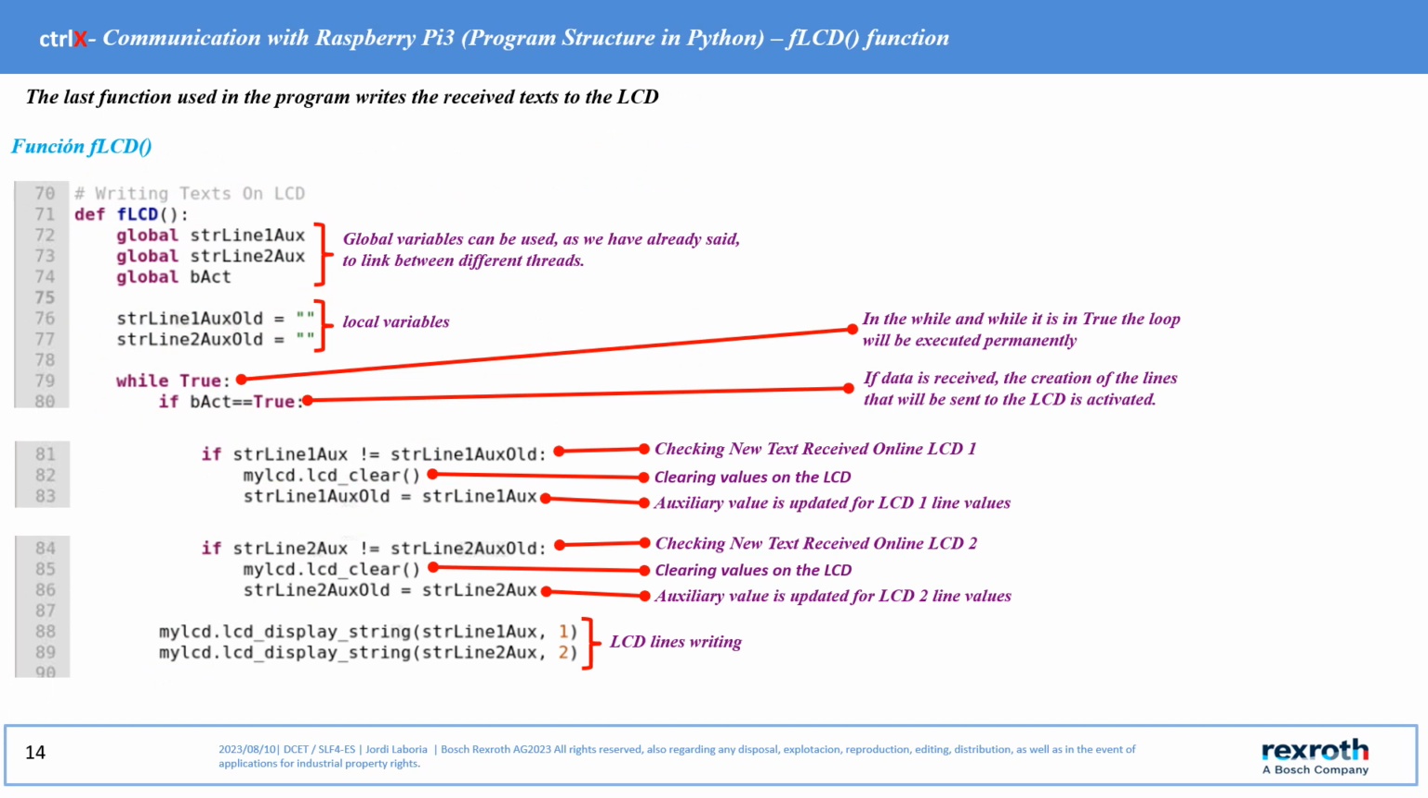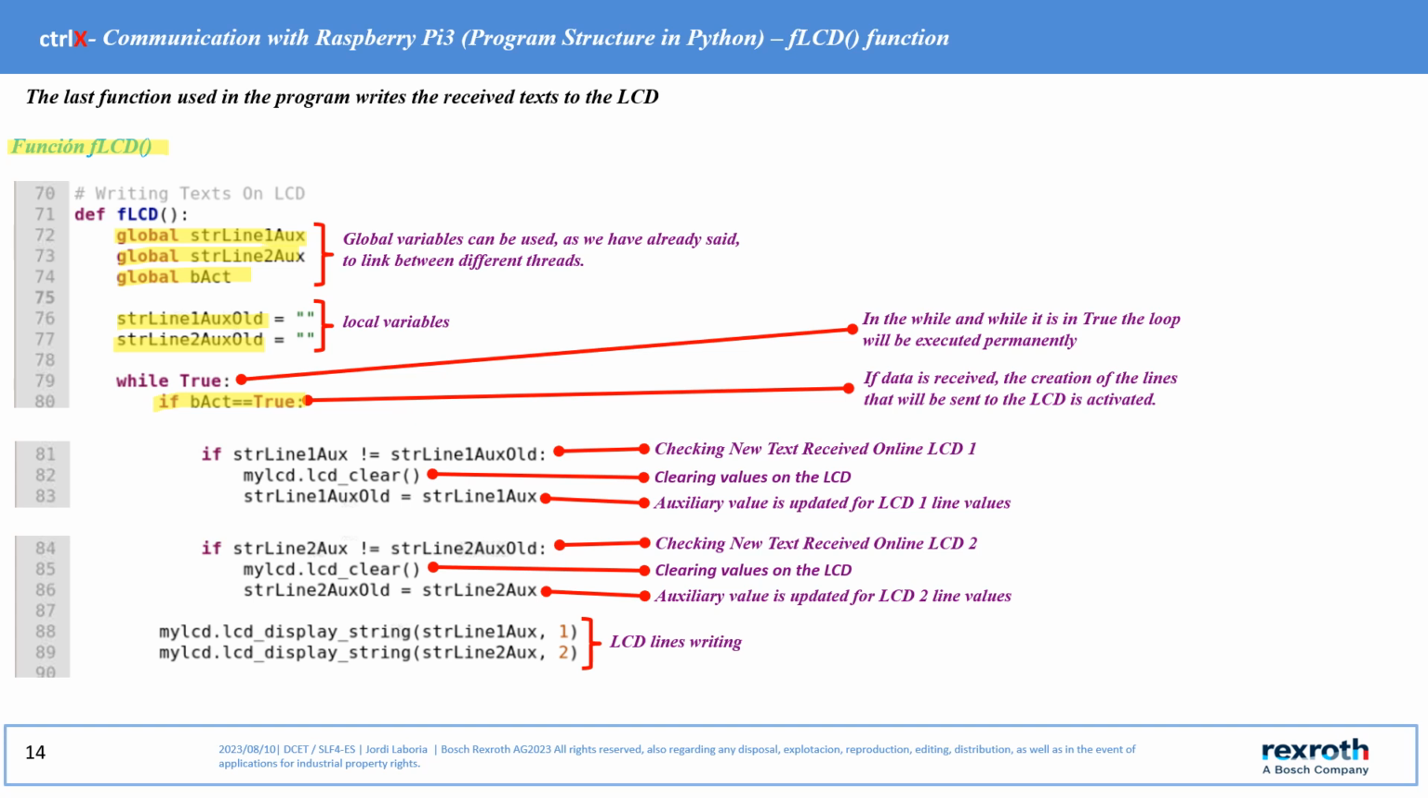The last of the functions is the one that will write the line generated in the LCD. We also have in the first place the global variables. We will use two auxiliary variables to verify that a new text has arrived. The while, as we have seen above, always remains active, and the rest of the instructions will only be executed when data has been received from the Modbus.